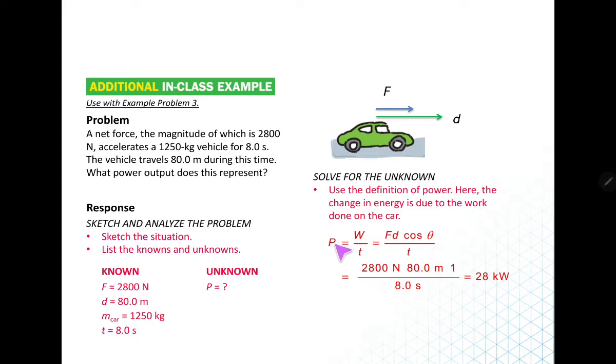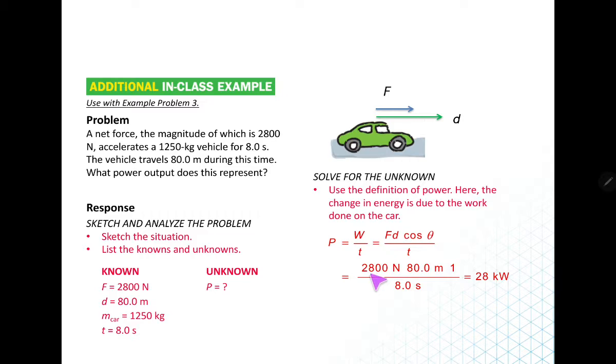We know that we have a law which is P equal to W over T, or we can say P equal to E over T, it's the same, because we said that energy is equal to the work. And because we knew that the work is equal to F d cosine theta, we can write our law just like this: P equal to F d cosine theta over T.